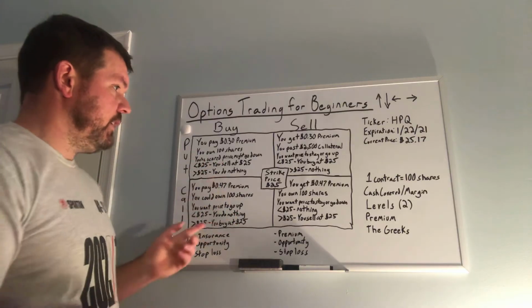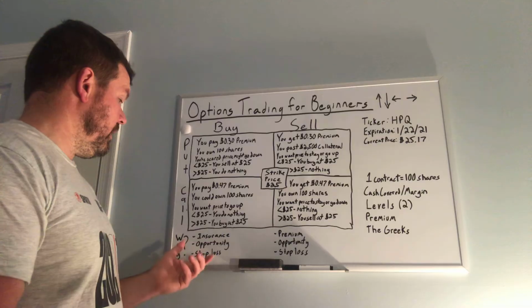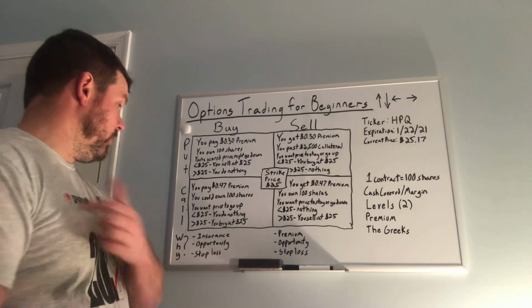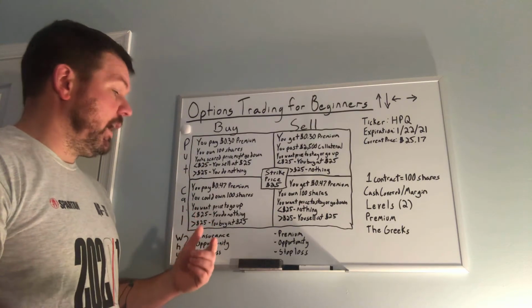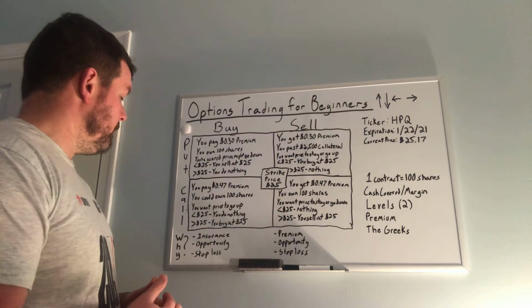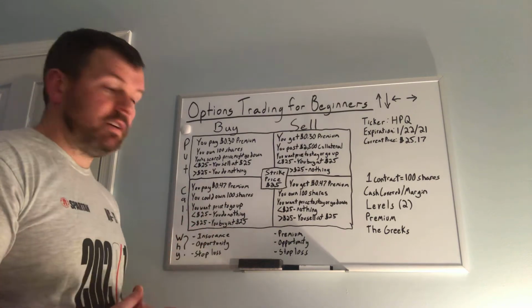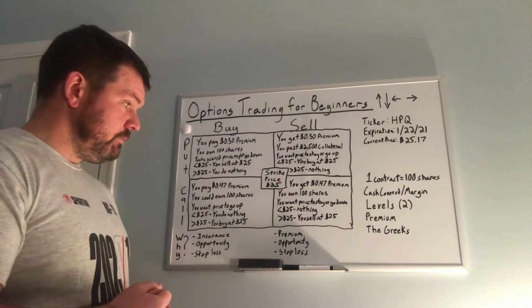Now, I put down here the why. Why would you want to be a buyer? When you buy a put, you're buying a put for insurance. When you buy a call, you're buying for the opportunity. When you buy a put, it's kind of like a stop loss. So that's why.